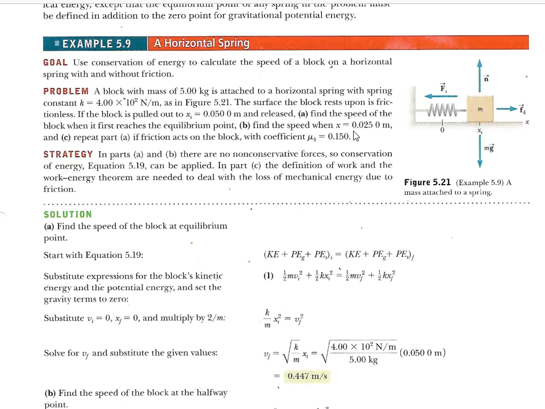when it reaches 2.5 centimeters. And part C, repeat part A if friction acts on the block with coefficient mu sub k equals 0.150.